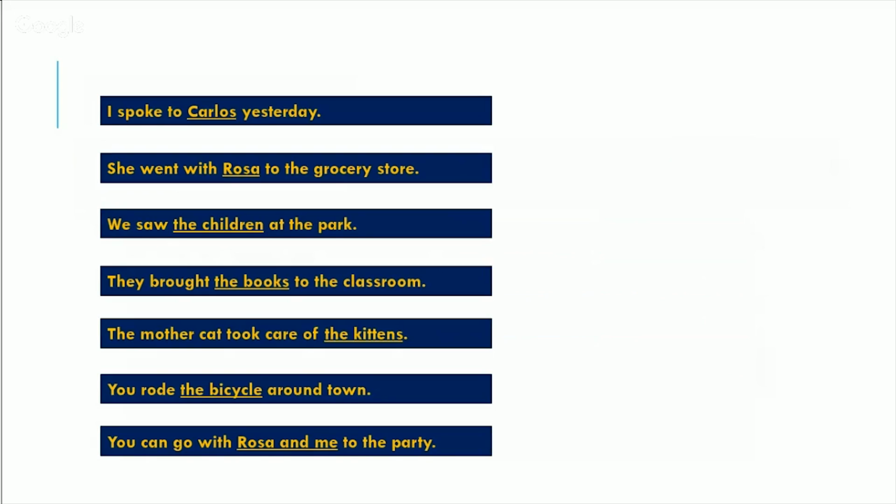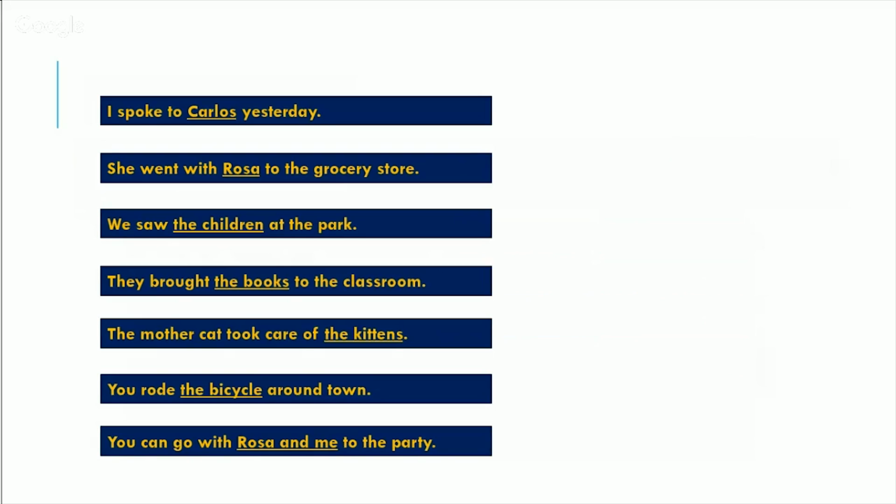Now I'm going to have you guys do a little bit of work. Look at all these sentences here. We have 7 sentences. I want you to work on these sentences and write them. The name that is underlined, take that name out, and I want you to use the object pronoun.